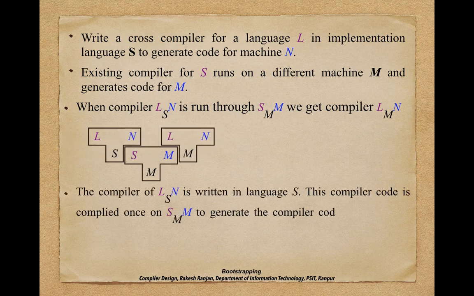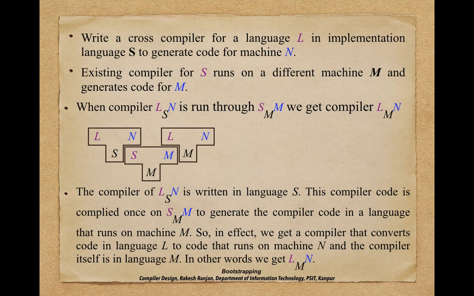So it can be represented diagrammatically like this. It is very clear that this compiler code is compiled once on the SMM to generate the compiler code in the language that runs on the machine M. So in effect we get the compiler that converts the language L to code that runs on the machine N, and the compiler itself runs on M. In other words, we get LMN.